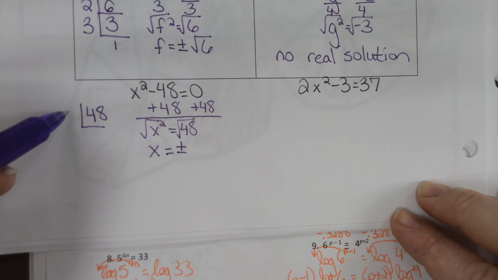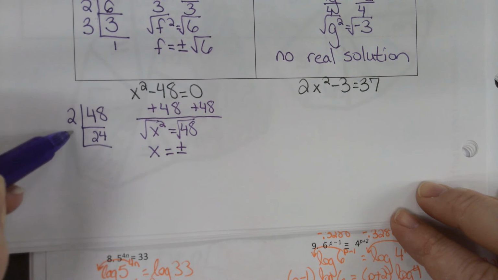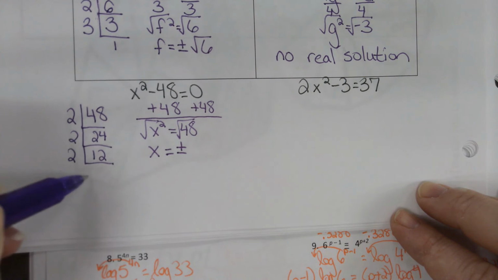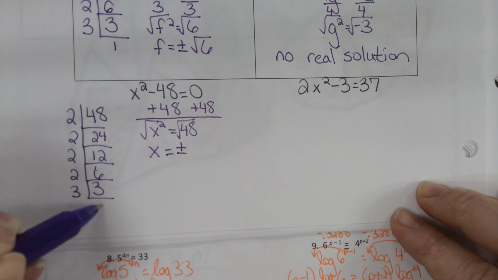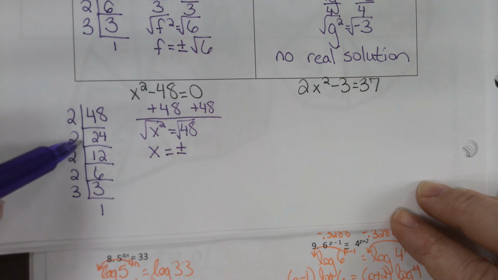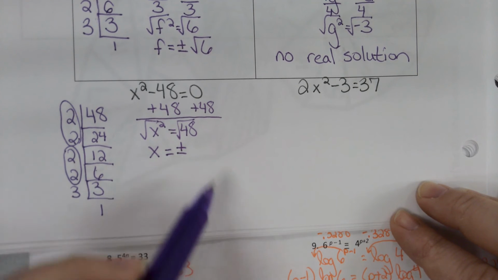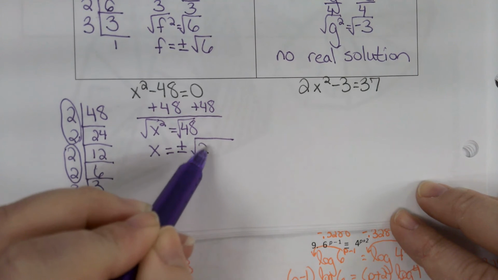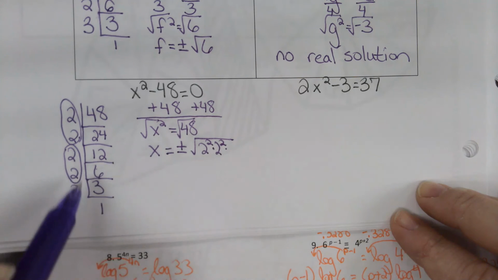A prime number that goes into 48 is 2, goes in 24 times. 2 goes into 24 12 times. 2 goes into 12 6 times. 2 goes into 6 3 times. And 3 is a prime number. This time I'm left with 2 pairs. So I'll have the square root of 2 squared and another 2 squared and then a 3 left over.